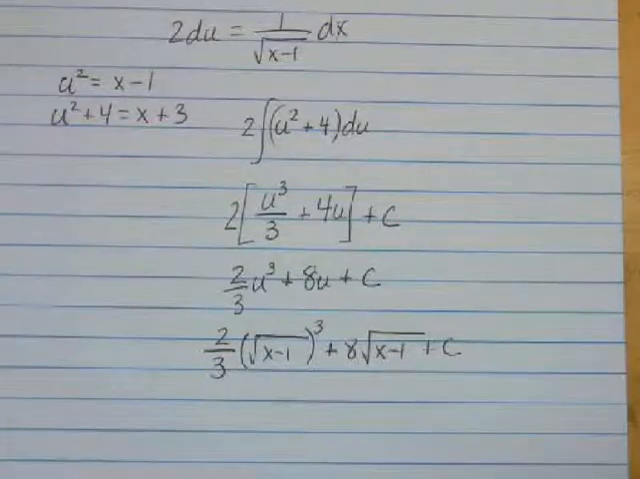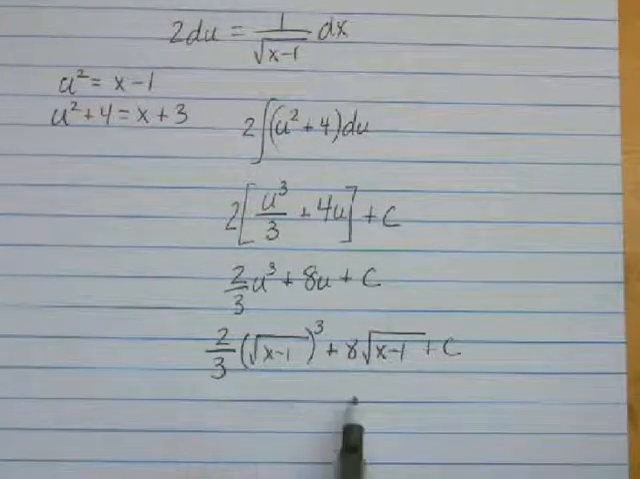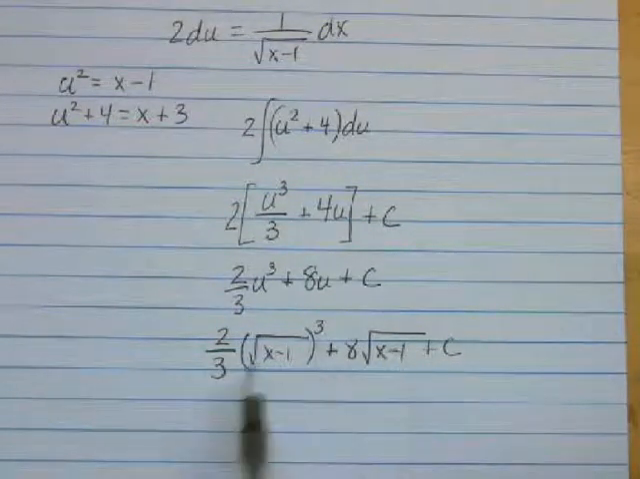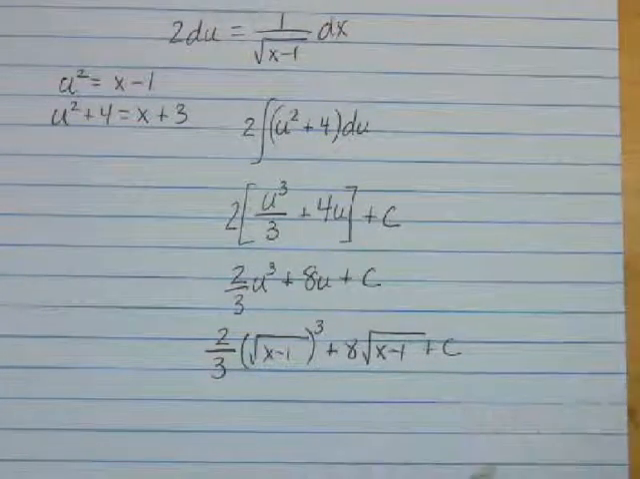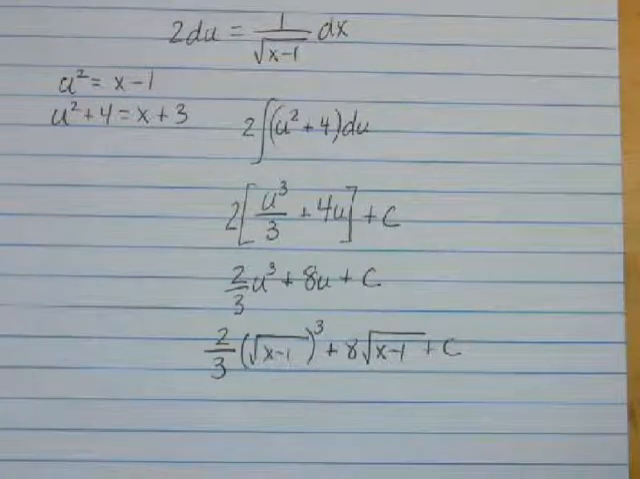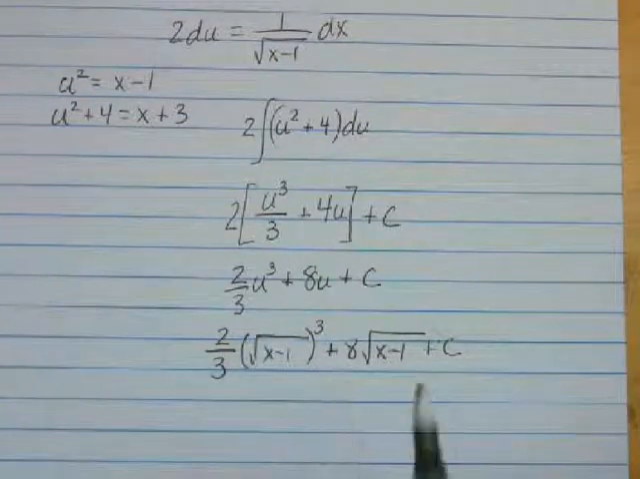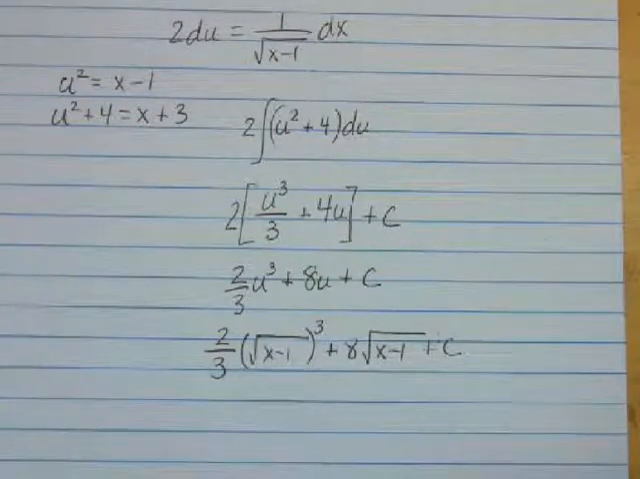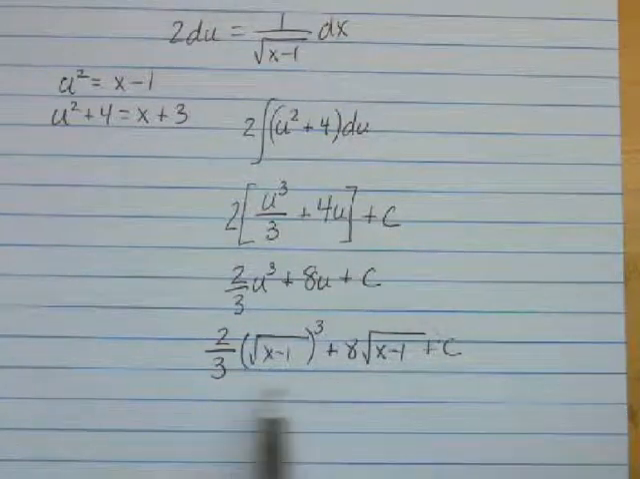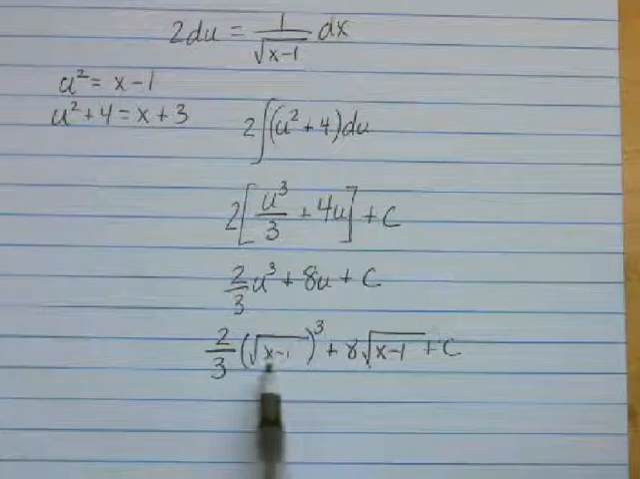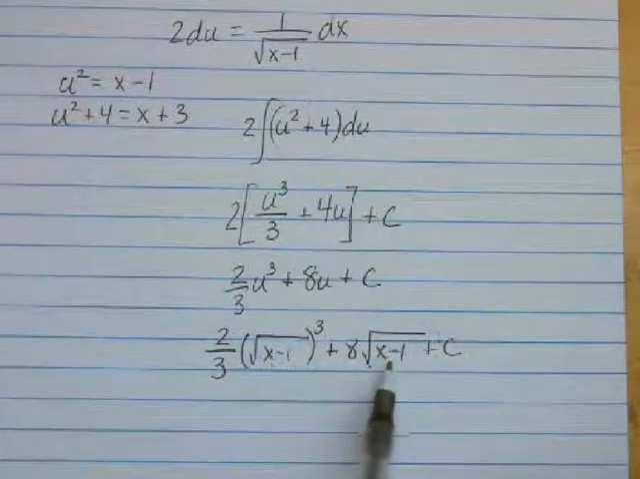So at this point, we can simplify this a little bit more. The answer book would have something written a little differently. I don't have the answer book for this one. So let me show you how we could simplify this a little bit. Notice that we have a common factor of radical x minus 1 here.